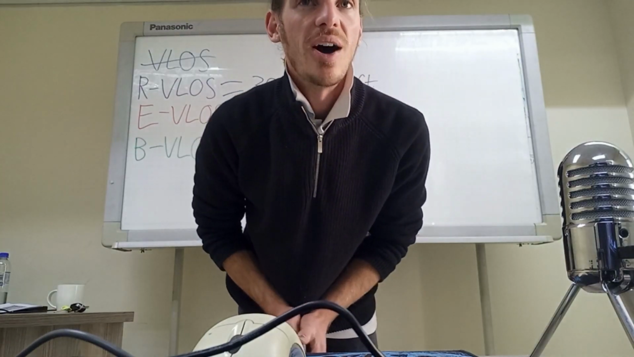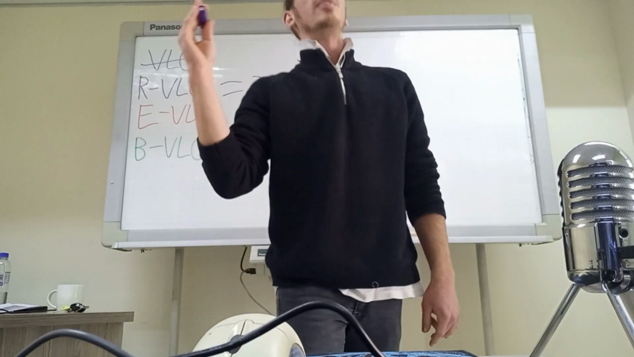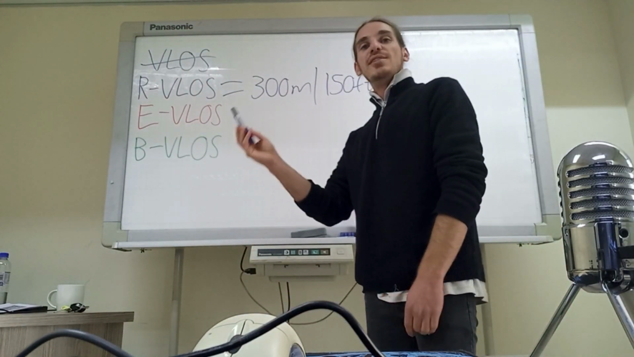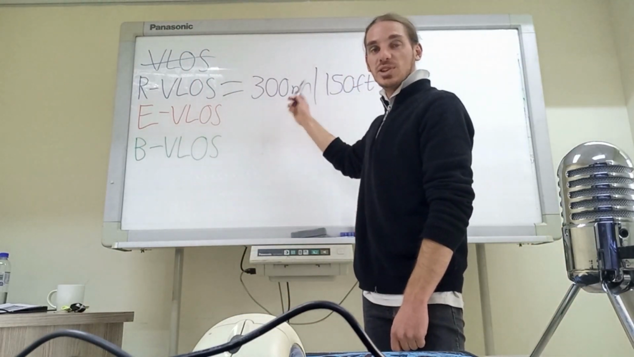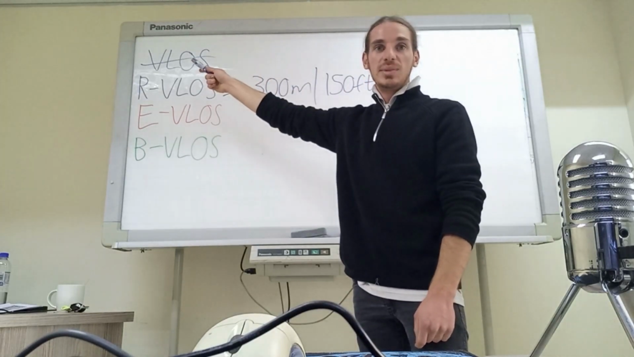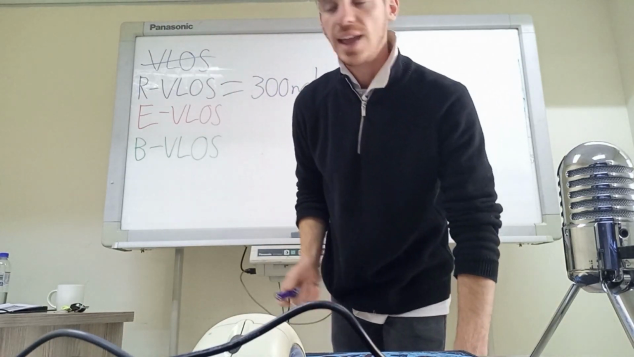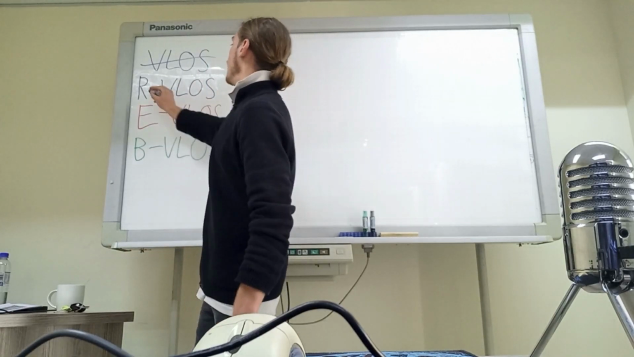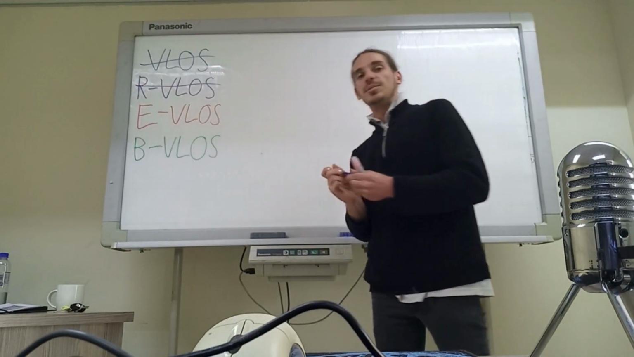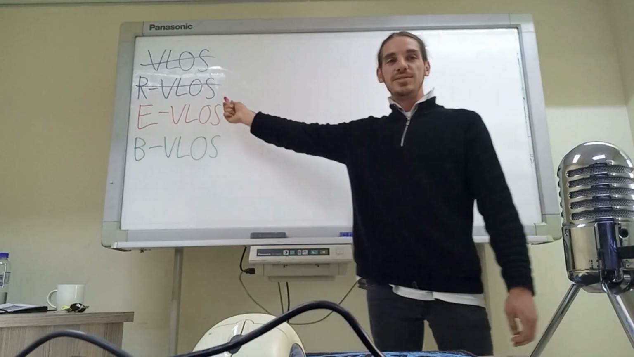Notice that RVLOS is for private use. There is no money gain when you are flying RVLOS. Okay, even if you are in these conditions but you're making money, it is a VLOS mission and it needs to go through the CAA. Let's go ahead and cross this off and move on to the EVLOS.